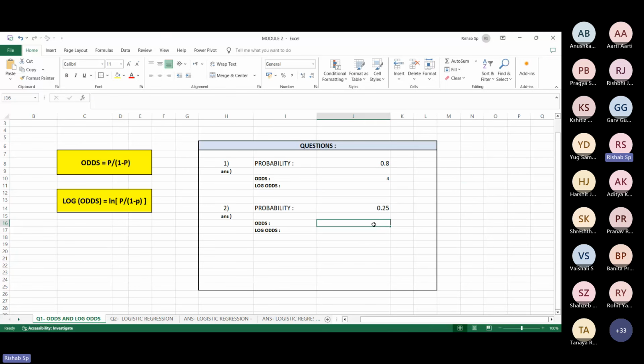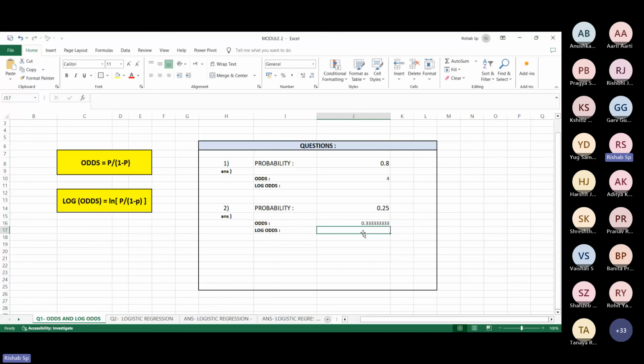Again, next question. 0.25 is the probability. Find the odds. 0.25 divided by 1 minus 0.25 gives 0.33333. Now we found the odds for these two questions. Quite simple. This comes under the logistic regression session. This is our very first practical question. We found the odds.